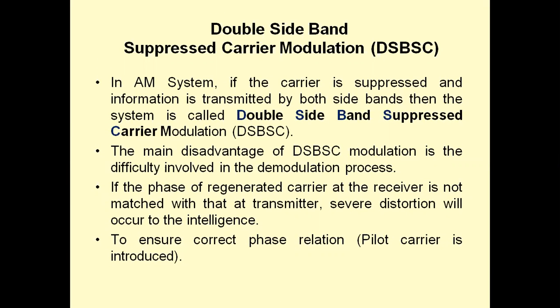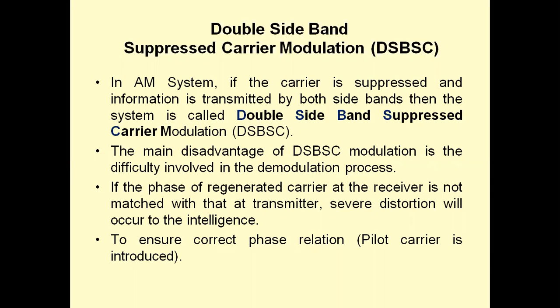First, we will say about the double sideband suppressed carrier modulation, DSBSC. In the AM system, if the carrier is suppressed and the information is transmitted by both sidebands, then the system is called double sideband suppressed carrier modulation.